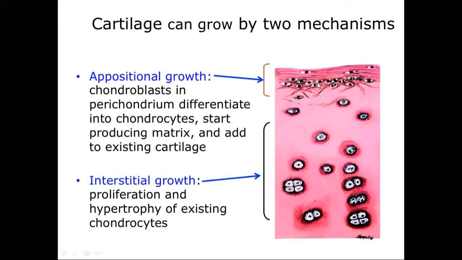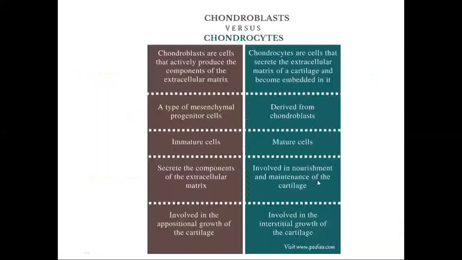So appositional growth is from the periphery, from the inner layer of the perichondrium, that gives rise to chondroblasts. Chondroblasts start producing matrix in large amounts, active cells. Once they produce matrix and get trapped inside the matrix, you can call them chondrocytes. But the chondrocytes still produce matrix from within the cartilage, and that is called interstitial growth. This type of growth is interstitial growth.